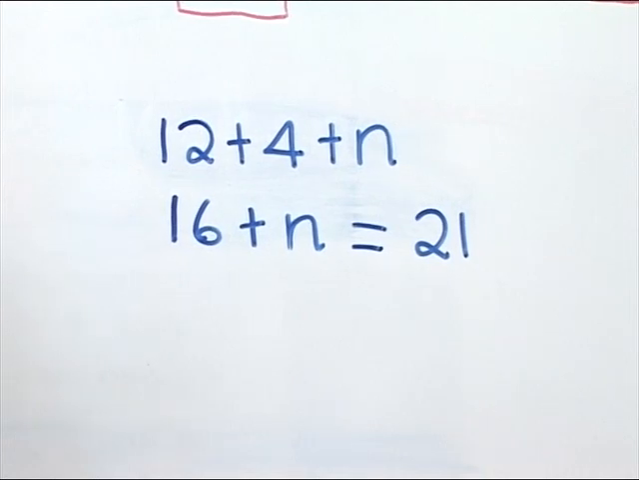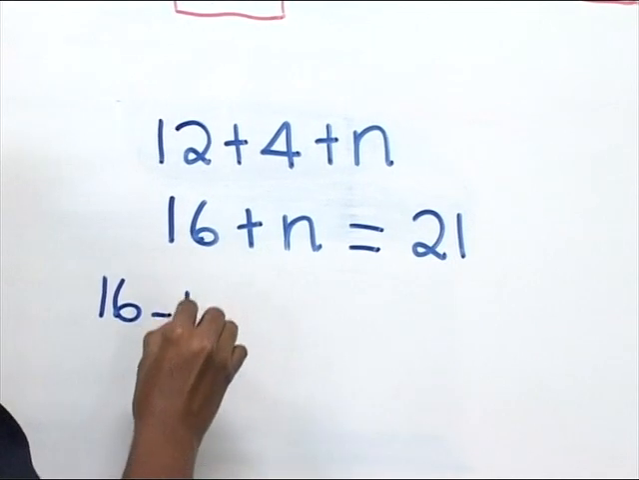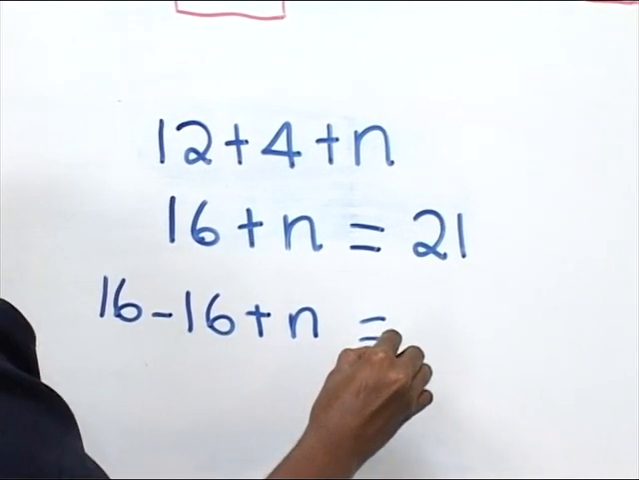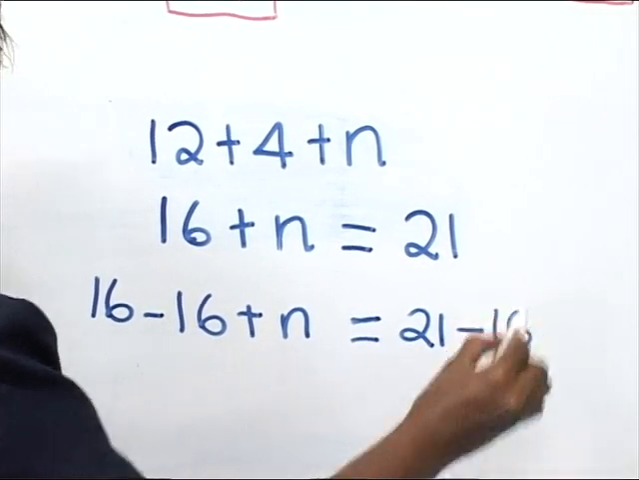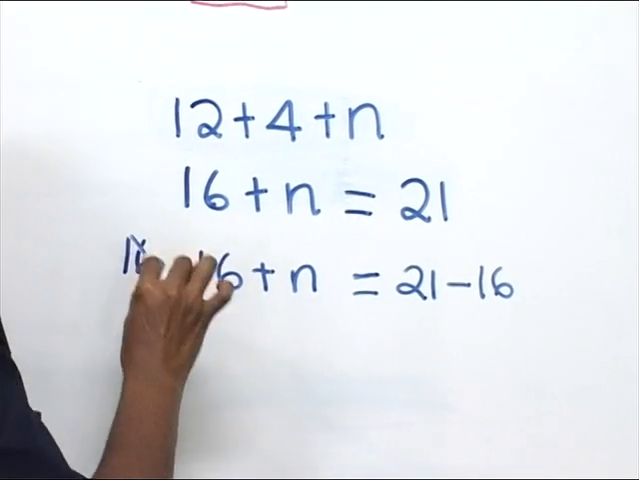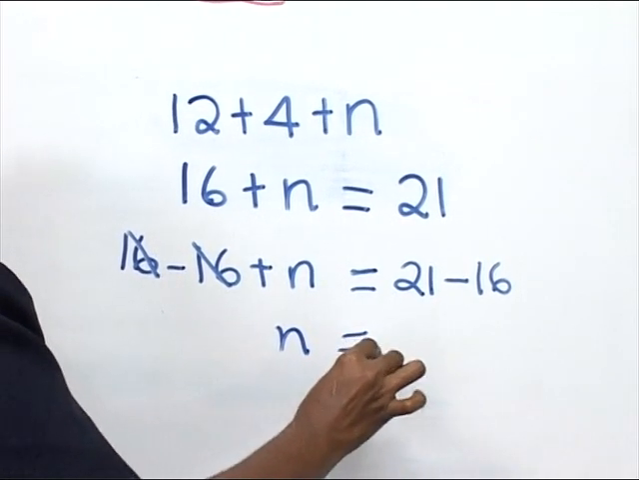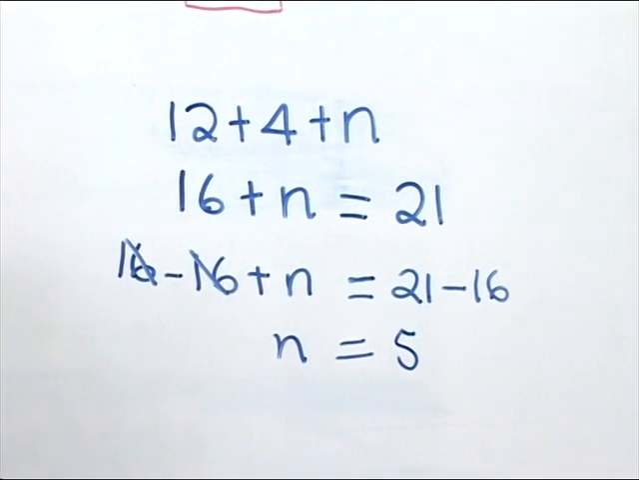We remove 16 from both sides. So 16 minus 16 plus n is equal to 21 minus 16. So we cross off 16. We have n is equal to 5. So the value of n is 5.